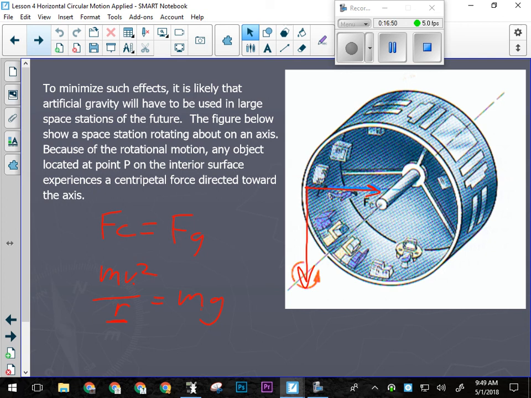It's not real gravity, but it makes it feel like there's gravity. But if you move away from the center of the circle, then you're going to feel less and less gravitational pull, right? Because again, R will get less and less and less. All right, so this is how we would do that.